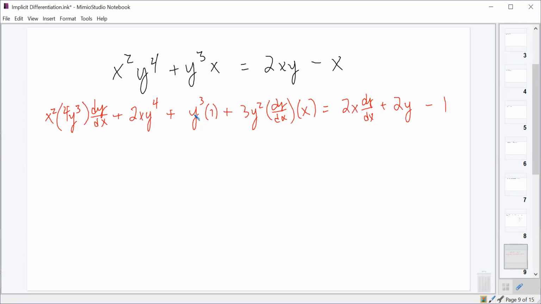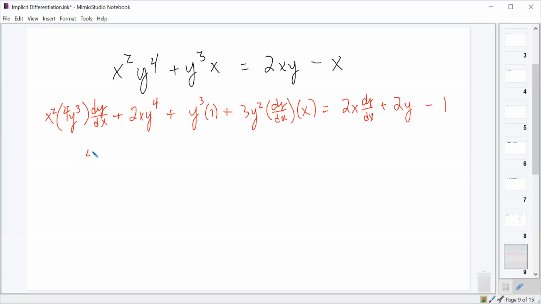So then all we want to do is get everything that does not have a dy/dx on one side and everything that does have a dy/dx onto the other side. It doesn't really matter which side you move them to. So I'll just move the dy/dx stuff to the left and everything else to the right.